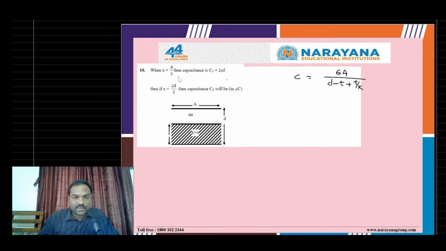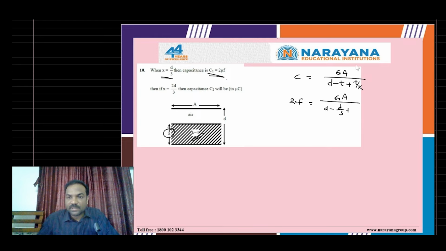First they are saying that when X is equal to D by 3, the capacitance value is 2 microfarad. That means I will keep 2 microfarad capacitance, which is equal to epsilon naught A by D minus T, and T is nothing but here X. X is the thickness of the dielectric kept, and dielectric constant is given as 4. So in the place of T, what can we write? We can write D by 3 plus D by 4. Oh, sorry, we missed it.